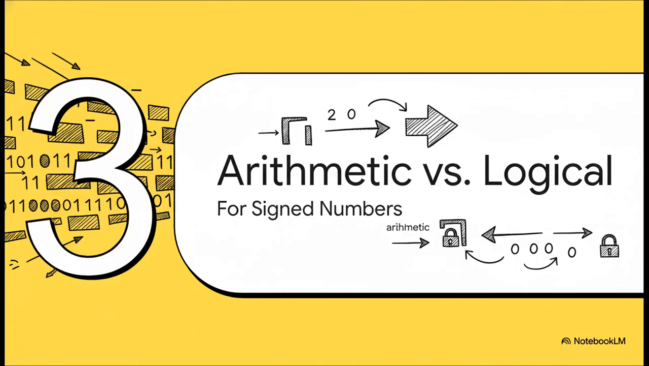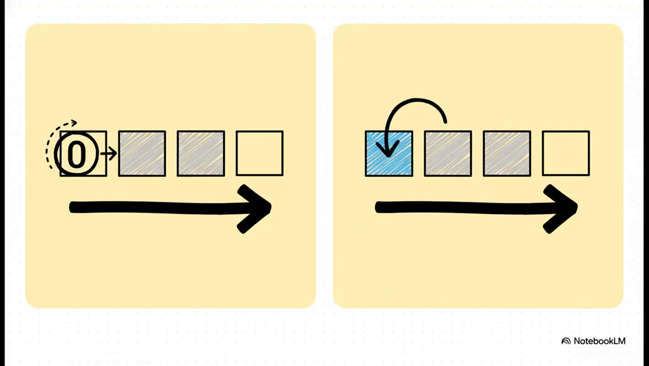But of course, things get a little more interesting, especially when we start working with negative numbers. Turns out, there isn't just one type of right shift. We actually have to make a distinction between a logical shift and an arithmetic shift. A logical right shift is pretty simple. It always fills that new empty space on the left with a 0.